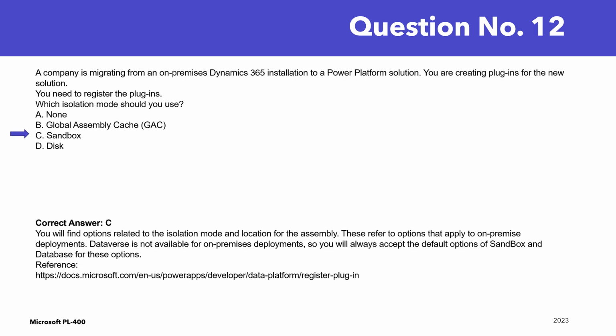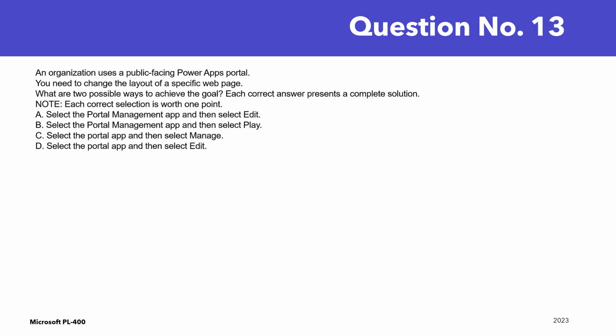An organization uses a public-facing PowerApps portal. You need to change the layout of a specific web page. What are two possible ways to achieve the goal? Each correct answer presents a complete solution. Note, each correct selection is worth 1 point.